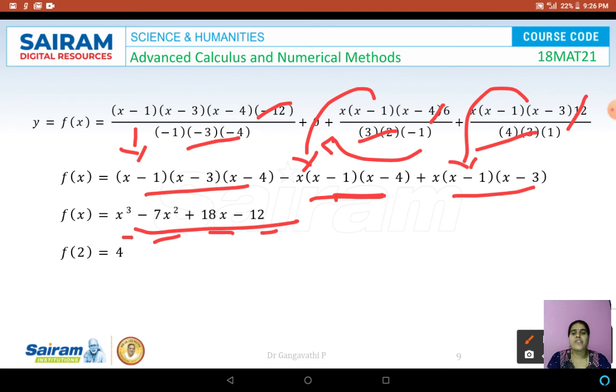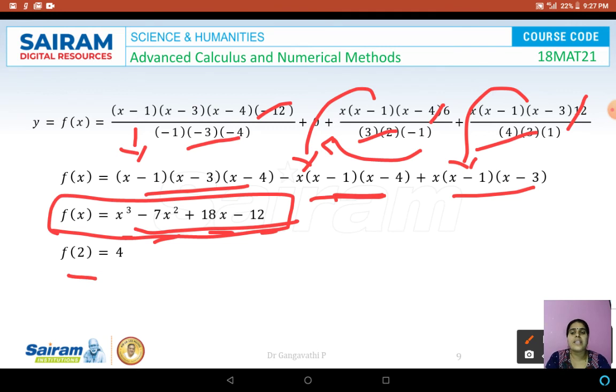And this expansion in x is called a polynomial. In other words, it is an interpolating polynomial. So once we know this expansion of f of x in terms of x, it is easy for us to find out the value of f of 2. It has asked us to find.